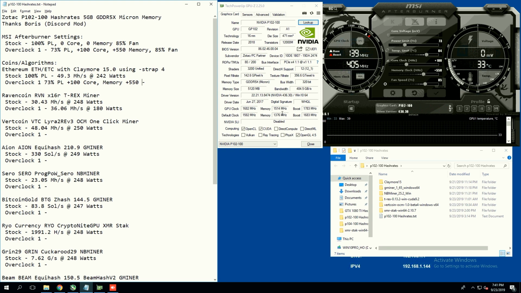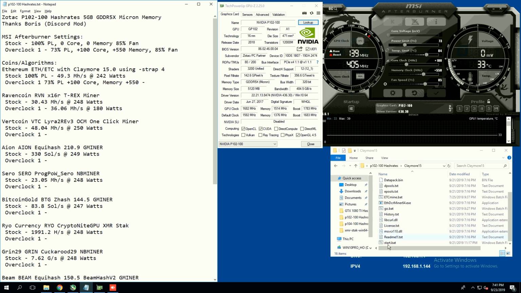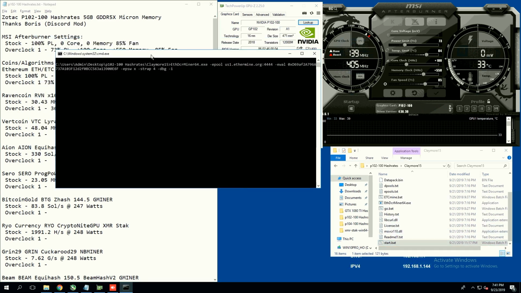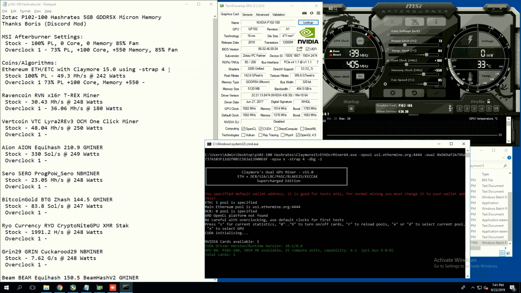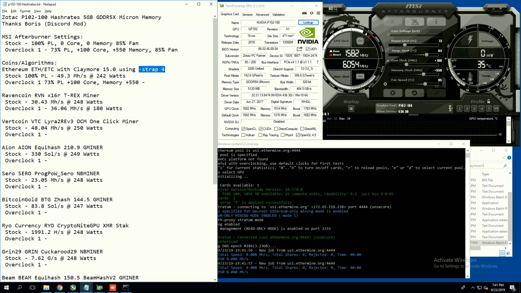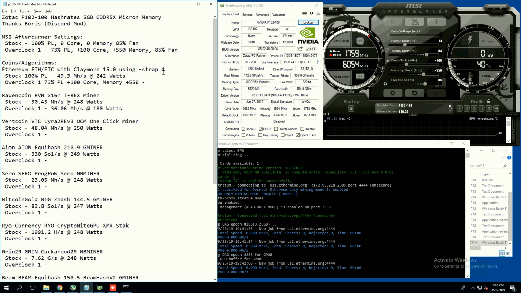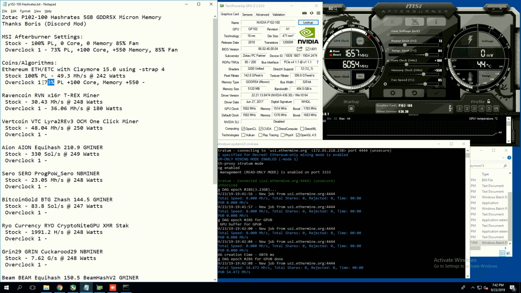I've already got the stock numbers, and now we're going to go through and get the overclock one setting hash rates here. So let's go ahead and start the batch file for Claymore 15. We're going to be doing Ethereum using Claymore 15, and by the way, we're using Dash Strap 4. Apparently this is the best strap for mining Ethereum on a P102-100.